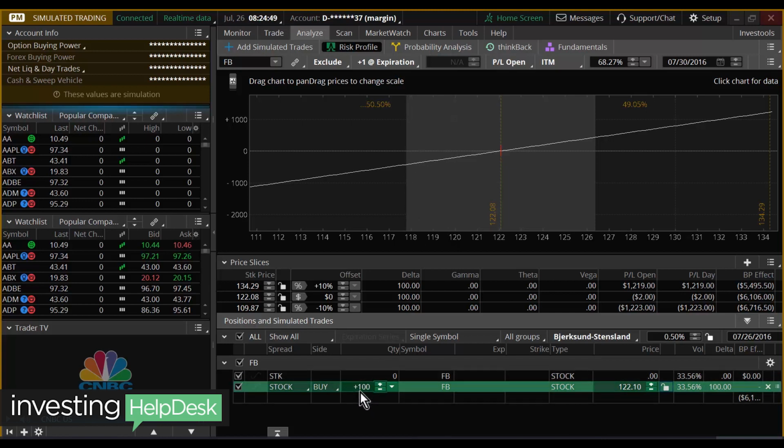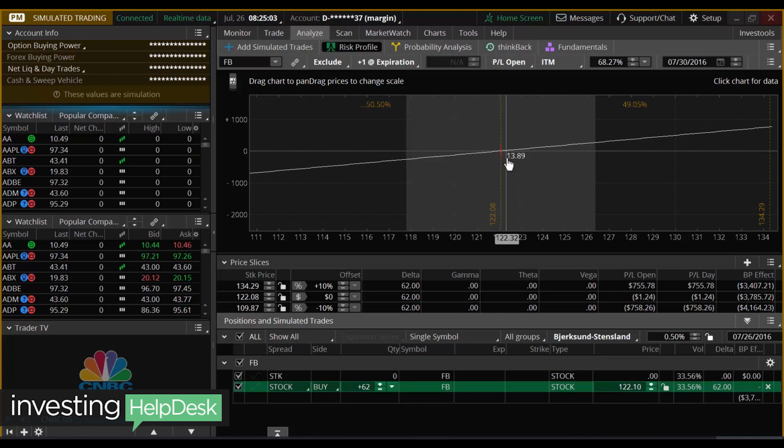Now this is 100 shares, and I've chosen 100 shares because one option contract represents 100 shares. So it makes the example easy. If I actually did this with, let's say, 62 shares, something really different, you can see the line starts changing. So now for that $1 move to the upside, it really only becomes about $62 because I have 62 shares. For every $1 the stock price goes up, my profit picture goes up by 62.